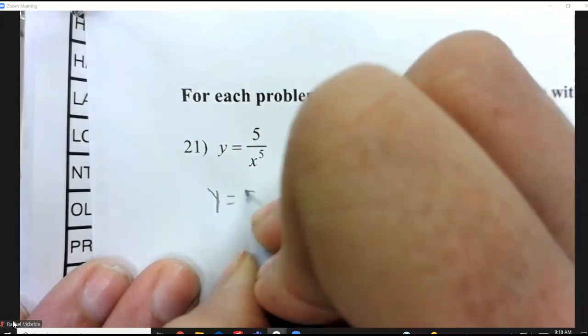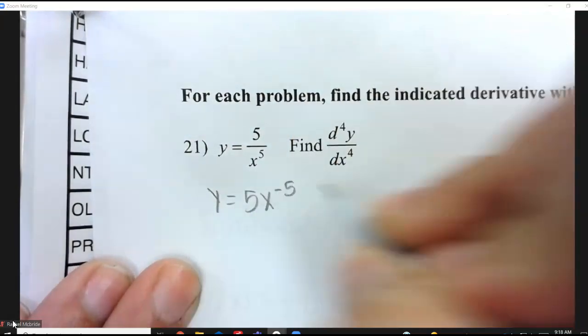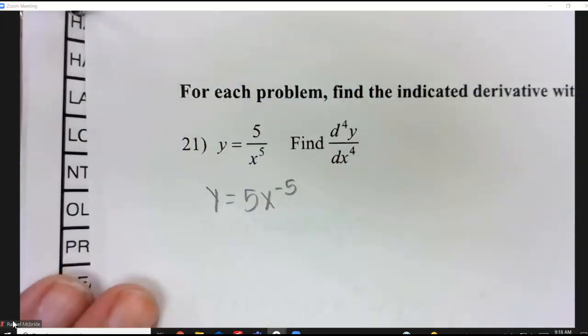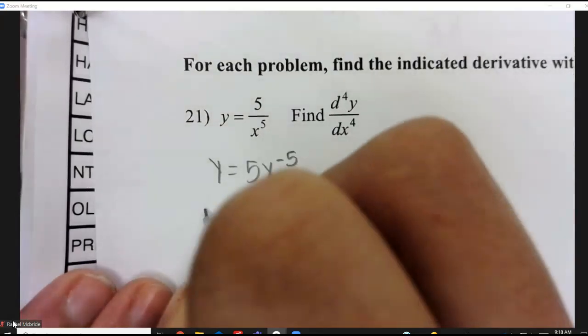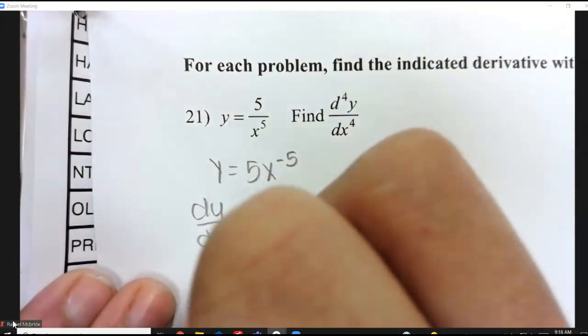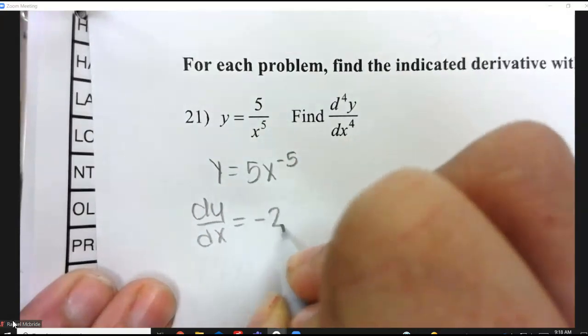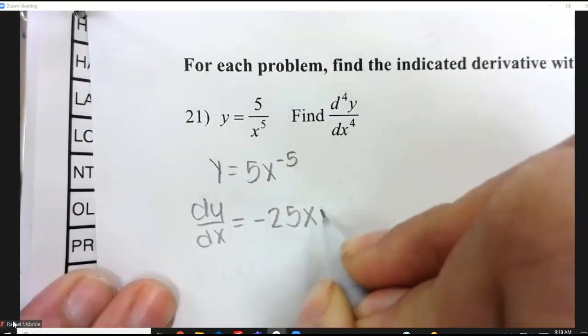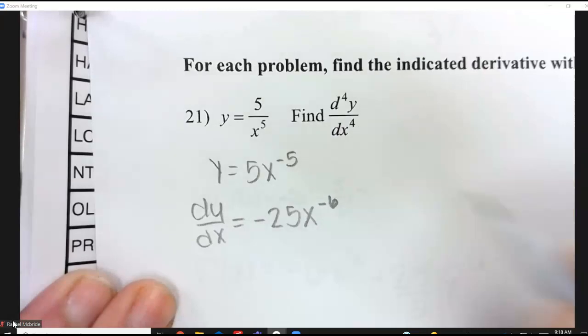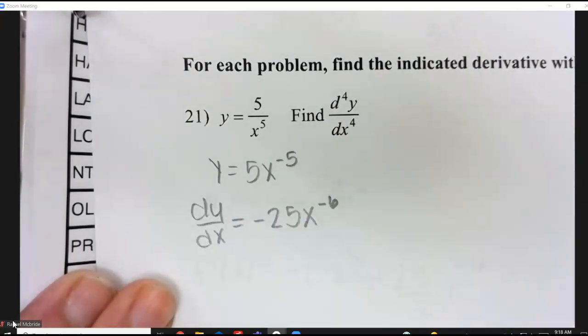Y equals 5x to the negative 5th. So your first derivative is dy dx. So it'd be negative 25x to the negative 6. Because the power rule says you bring your power down, multiply it, and then subtract 1 from your exponent. Not without doing the quotient rule.